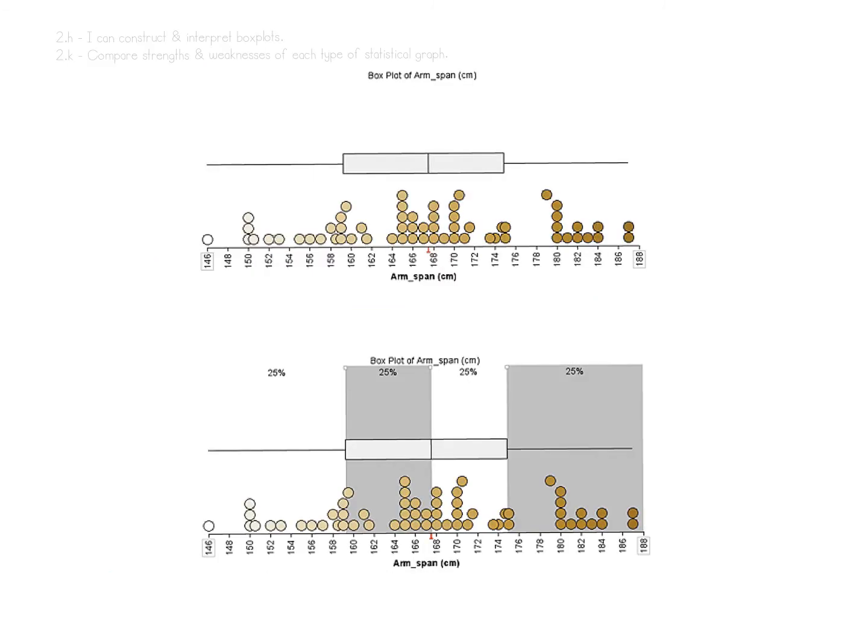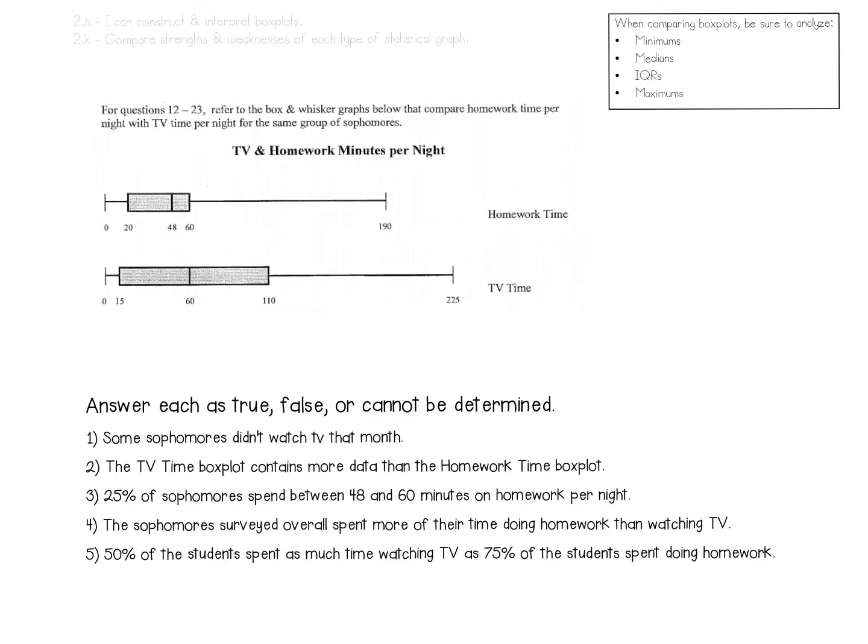And here's a visual that just kind of shows how it happens. So if you notice, the same amount of dots are in each of these quartiles, and they just spread out more. So that's why this is longer than this right here, even though the same amount of data is inside each of those quartiles. All right, so we need to be able to interpret and compare box plots.